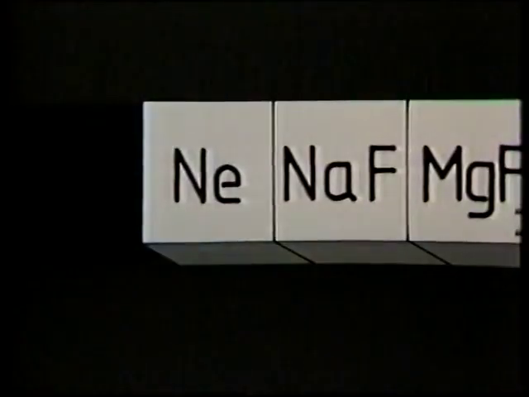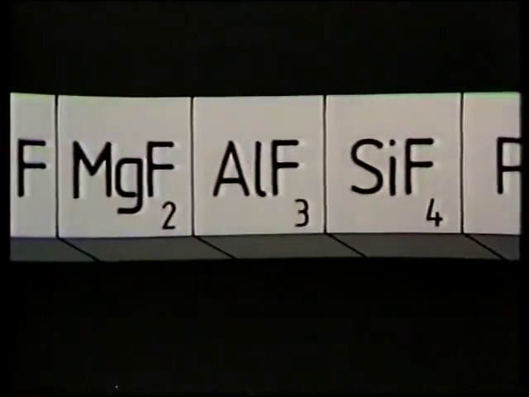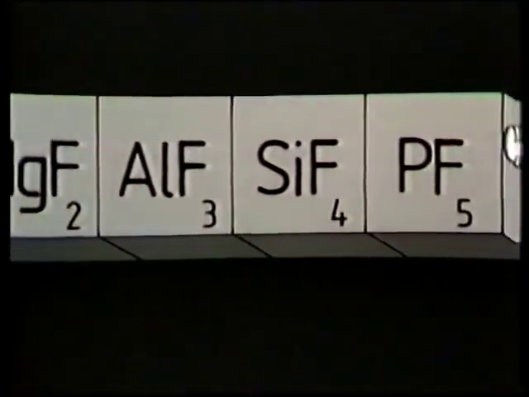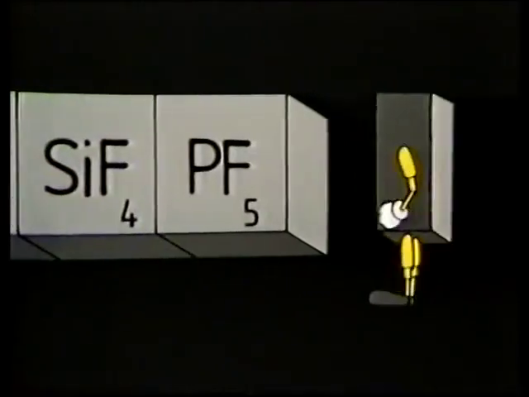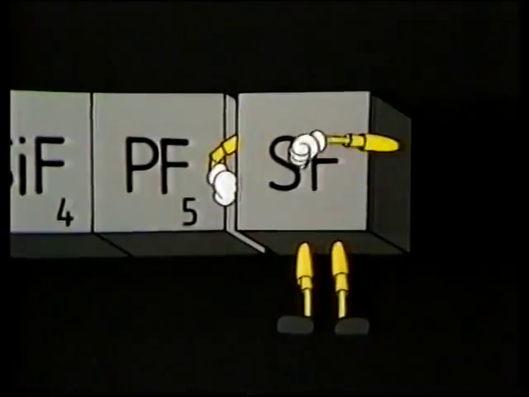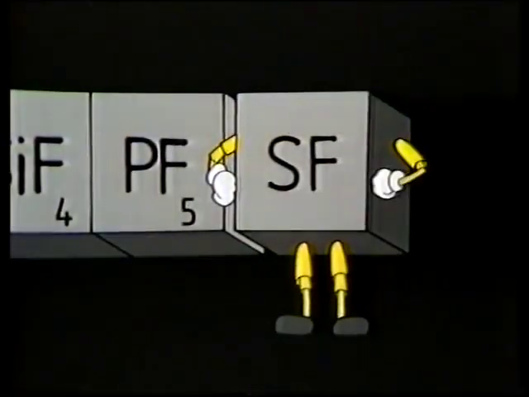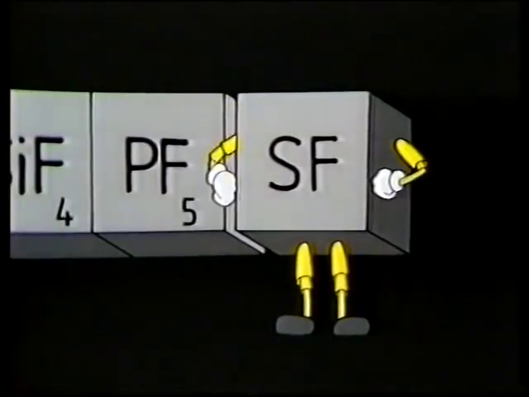Let's look at the number of atoms of fluorine that one atom of each element combines with. Neon, 0. Sodium, 1. Magnesium, 2. Aluminium, 3. Silicon, 4. Phosphorus, 5. In each case, the products of the reaction are the highest fluorides of the elements. The number of fluorines increases in steps of 1 from neon to phosphorus.